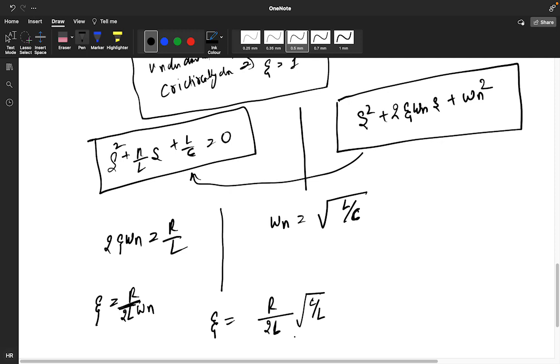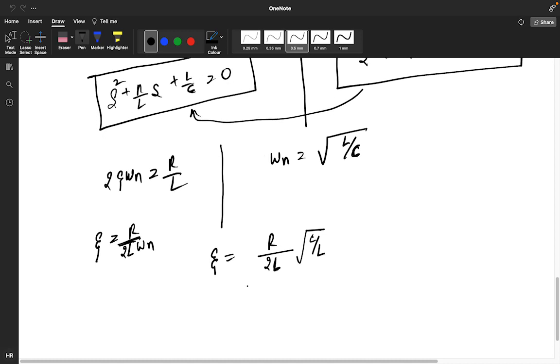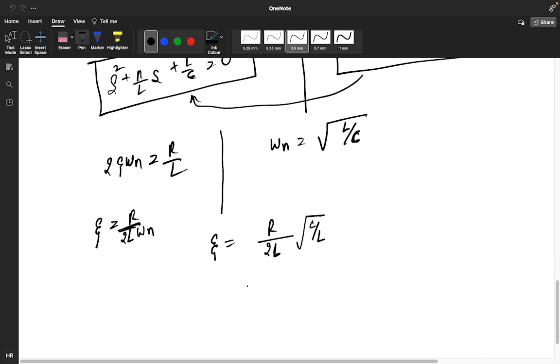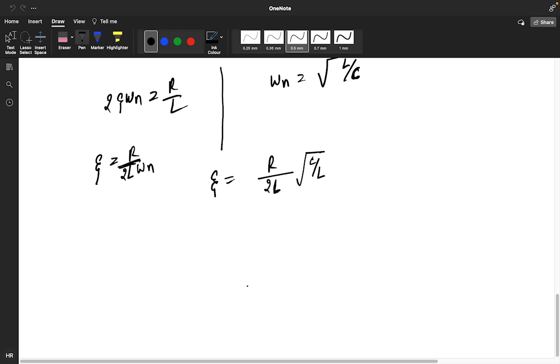Root under L by C, we are getting the omega n value, and that is 2 zeta omega n. So root under, so R by 2L. So we are getting this value, right? Is this clear up to here? Priyanka, understood? Yes, sir. How we are getting this value, you understood? Yes.